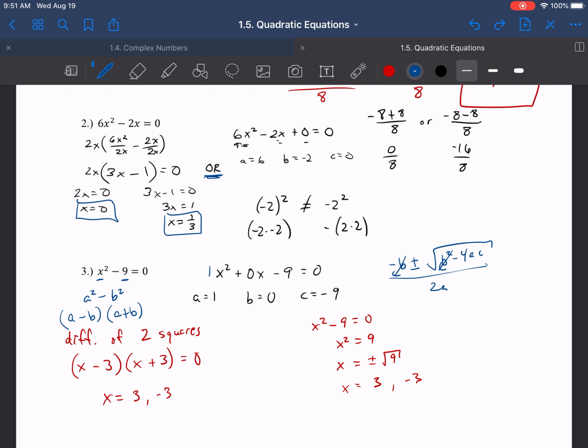If it happens to be like that, don't make the mistake. If it was x squared plus 9 equals 0, that's not going to work. Don't do that with the plus. It only works with the minus. Okay, so be careful of that.